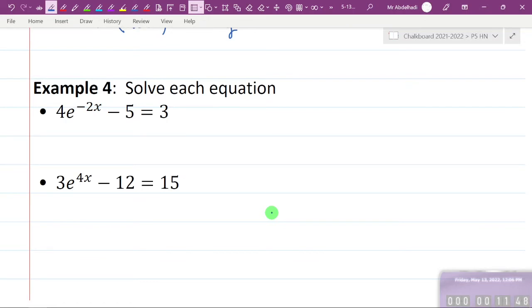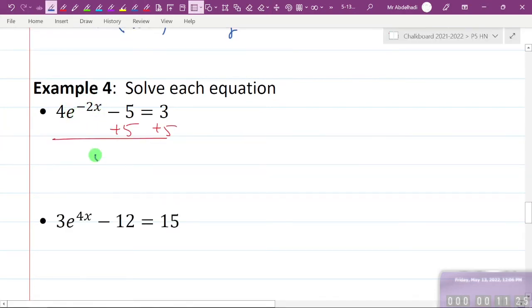And the thing is, you want to take a log that will deal with the number you have in front of you. If your base is e, you don't want to take a log, you want to take a natural log, ln. So the first thing you want to do is get the e by itself. So here's the e. I want to get this part by itself. I'm going to add 5 first. So now I have 4e to the negative 2x equals 8.